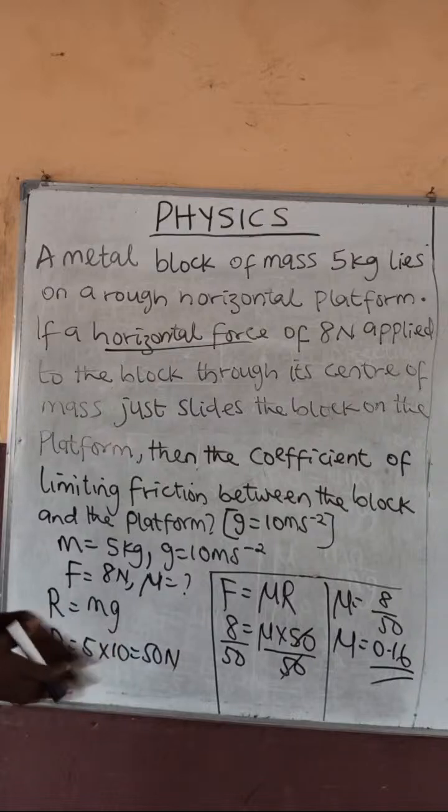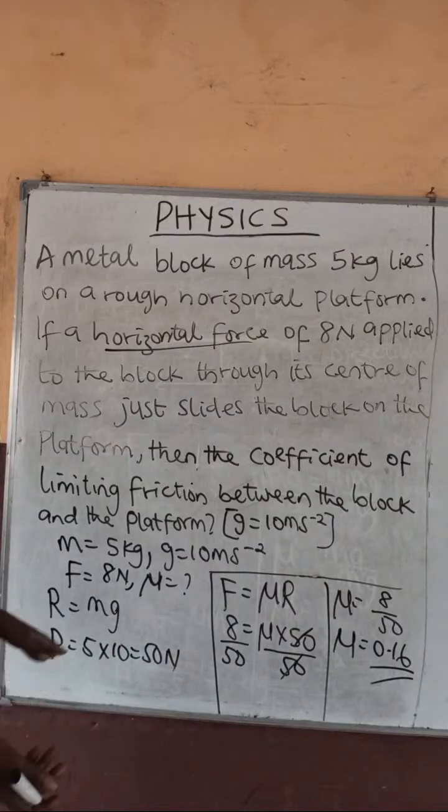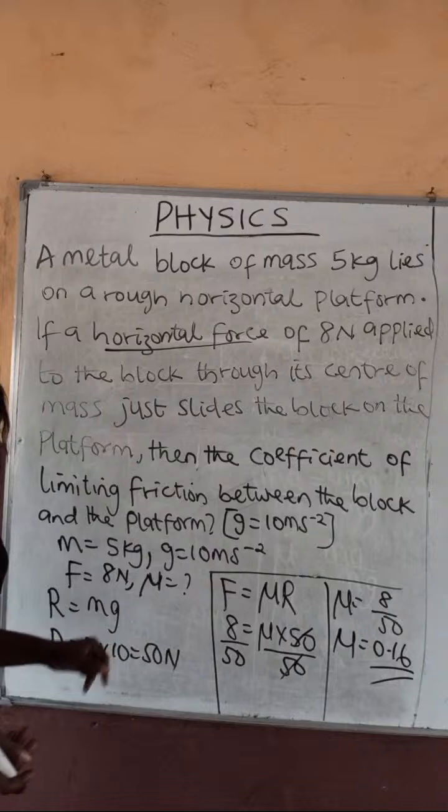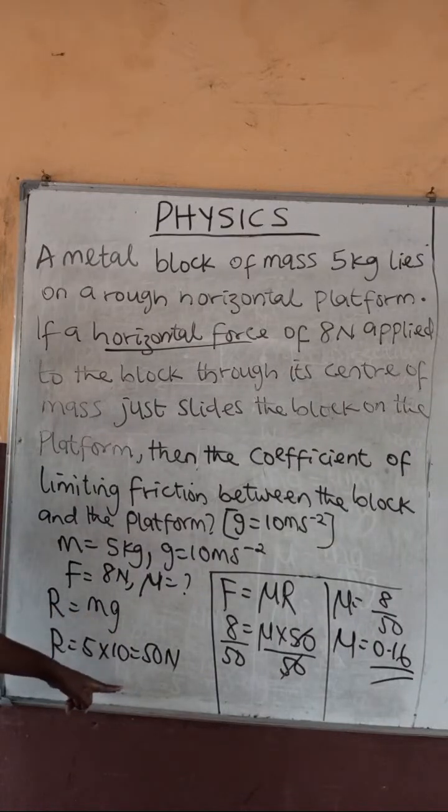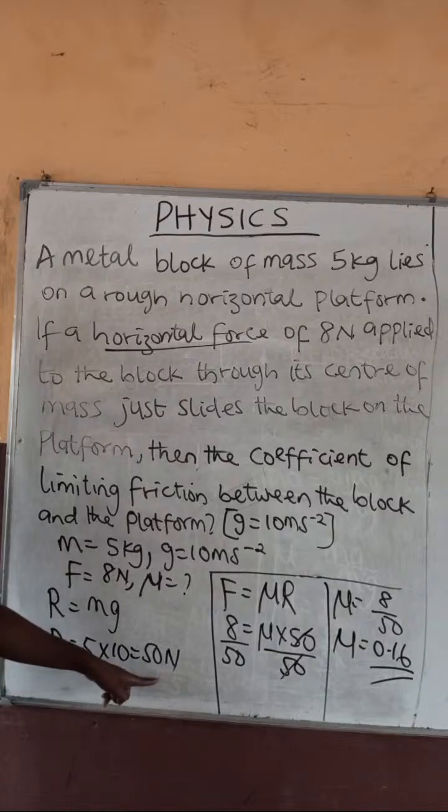So you have to convert it to the force by multiplying it by what? By G. Addison, do you get it now? Now you multiply it by G, which is 10, which is constant. You now get this as 50 newtons.